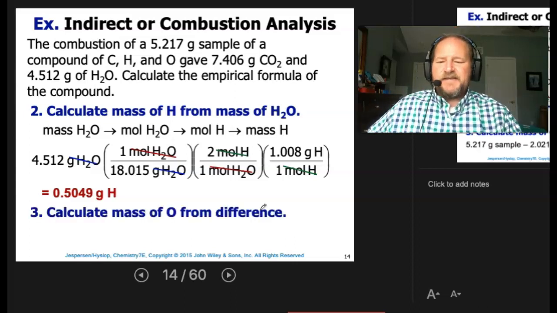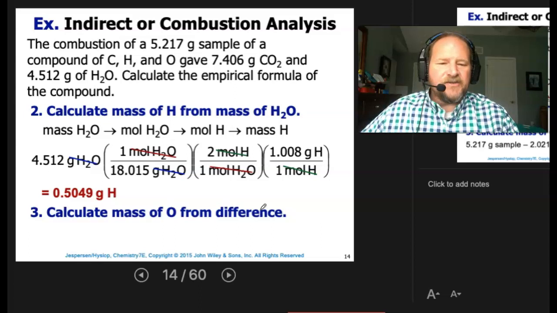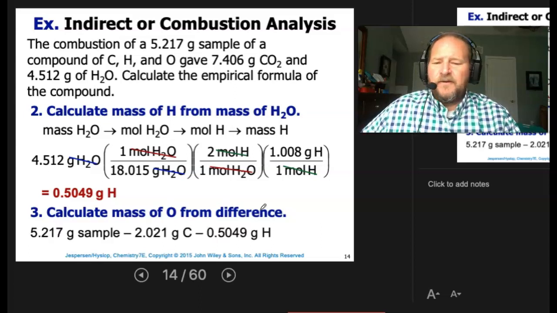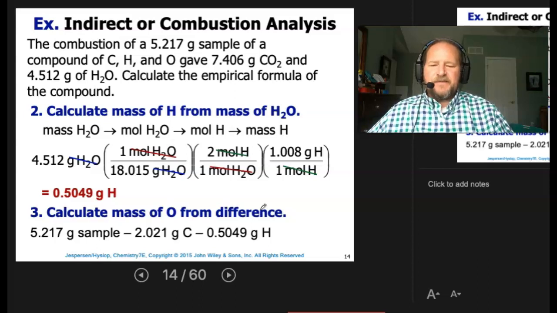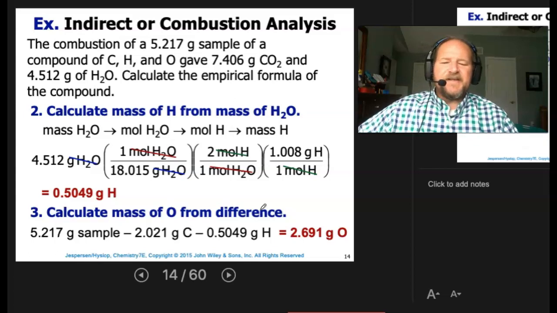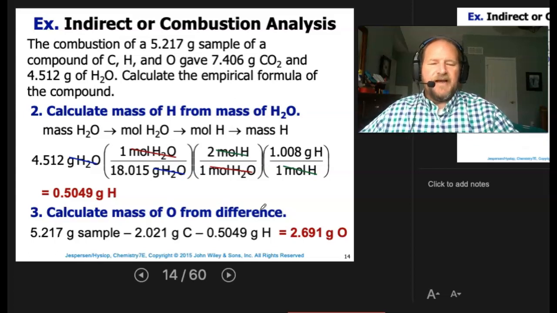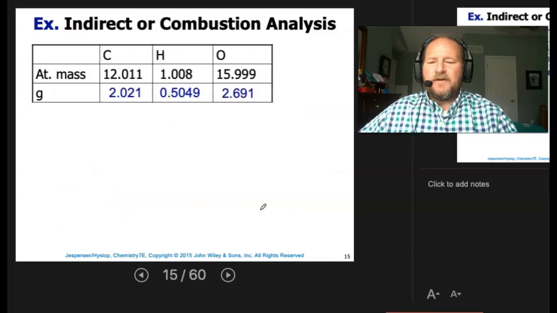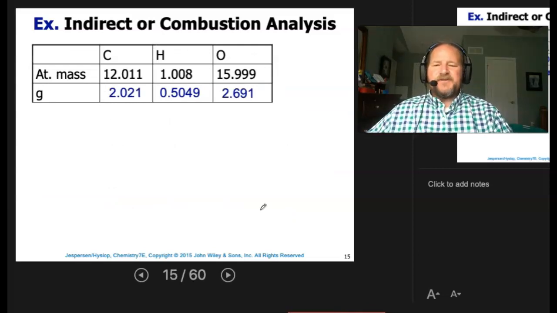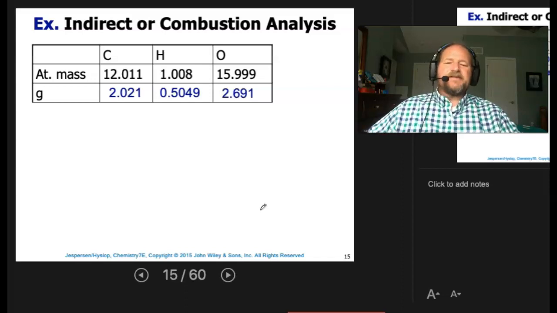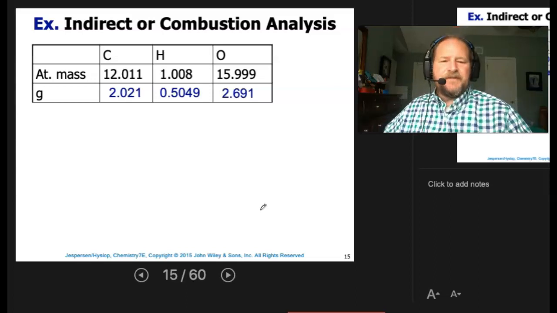Now last but not least, we're going to calculate the mass of the oxygen from the difference. We know that the 5.217 gram sample is composed of 2 grams of carbon and half a gram of hydrogen. That means 2.691 grams of oxygen have to be in the sample. So we can fill these tables in now. We know we have masses, 2.021 grams of carbon, 0.5049 grams of hydrogen, and 2.691 grams of oxygen.